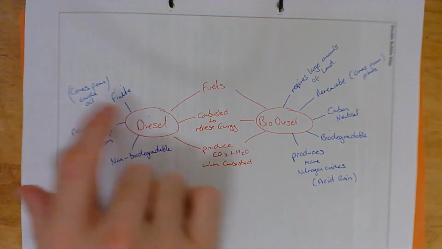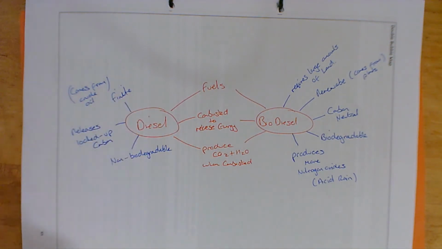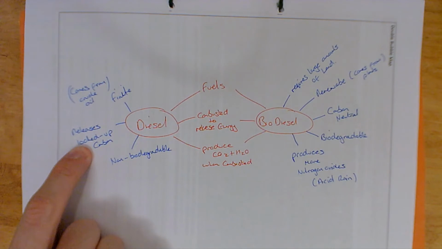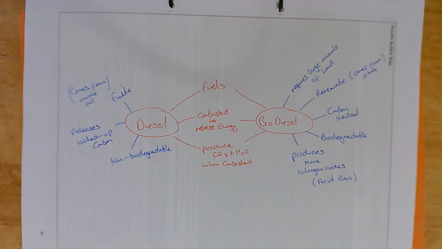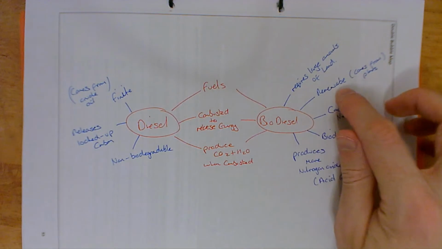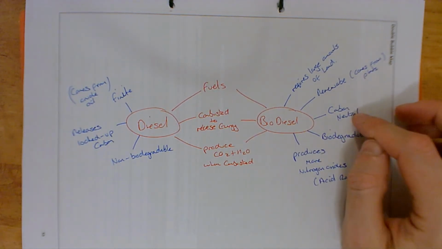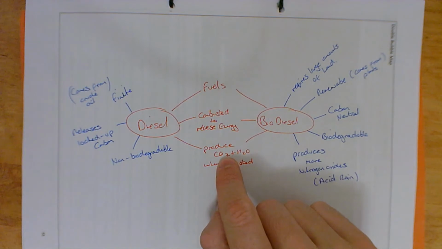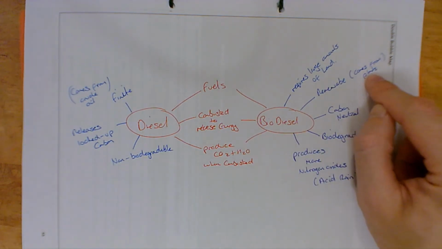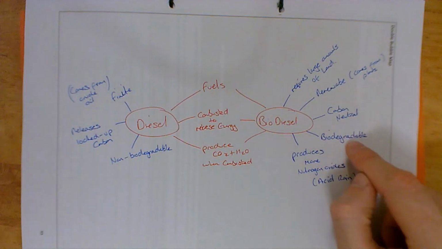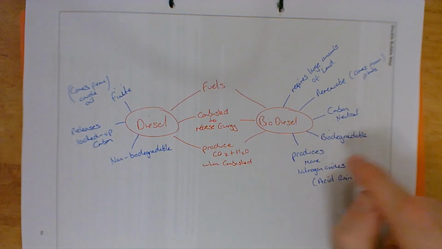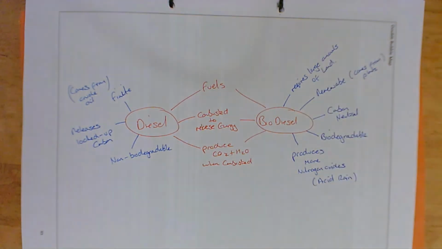So diesel from crude oil is a finite resource. It will run out. It releases locked up carbon, so the carbon dioxide produced when you combust it is carbon that's been locked underground for millions and millions of years. And also it's non-biodegradable. Whereas biodiesel is renewable, it comes from plants. It's carbon neutral because the carbon dioxide emitted by the biodiesel is offset by the carbon dioxide taken in by the plants during photosynthesis. It's biodegradable in nature, but it does produce more nitrogen oxides, which contribute to acid rain, and it requires a large amount of land, which can be a contributing factor to deforestation.